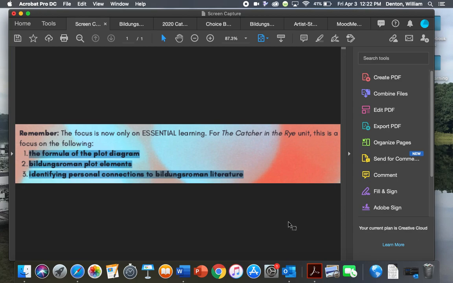In the remote learning expectations, I had this particular blurb in there, and this is what you need to go back to. These are your targets: what you need to know, what you need to demonstrate, what you need to show proof that you have learned over the upcoming weeks. Do you know the formula of the plot diagram, which we've gone over a lot with The Great Gatsby? Can you identify the Bildungsroman plot elements that go along with that? And can you identify the personal connections to Bildungsroman literature? Again, when in doubt, go back to these three things. This is what you have to demonstrate if you want to get the credit in the class.